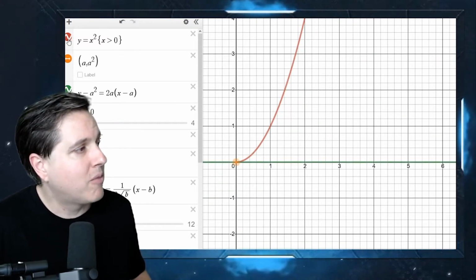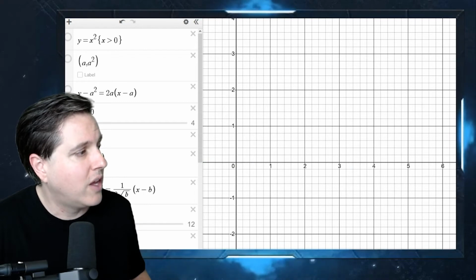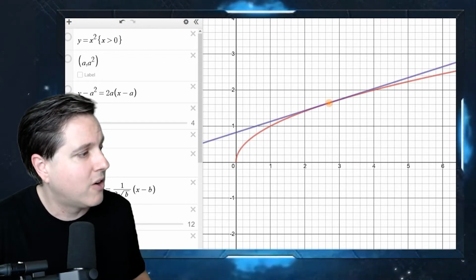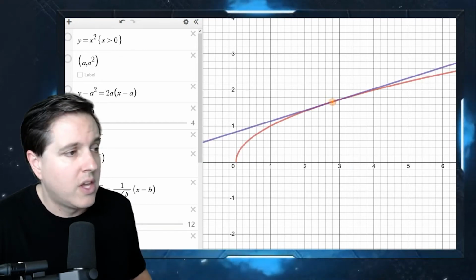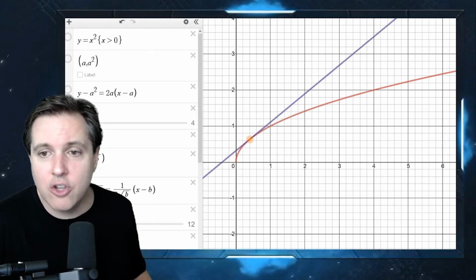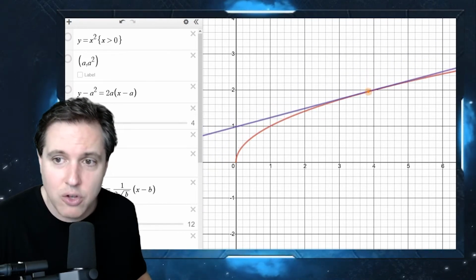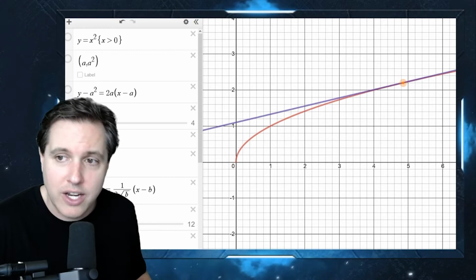And we get the same thing with our other function, just the opposite definition. Here we can see that our tangent lines all exist above the graph. So this is what we would call concave down.